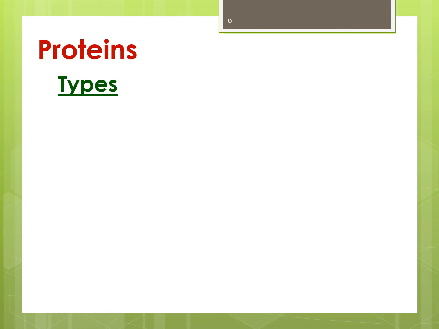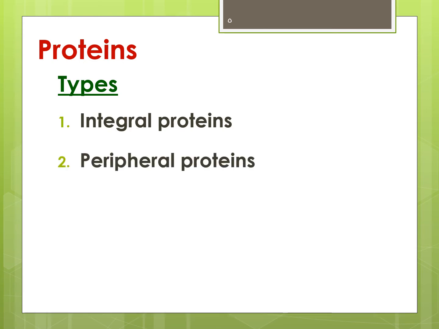In general, proteins can be divided into two parts: integral proteins and peripheral proteins. So we have two types of proteins, and there are several differences between integral proteins and peripheral proteins. You are usually asked about these differences. You are asked to differentiate between integral proteins and peripheral proteins. And it is easy to remember these if you understand a few points.